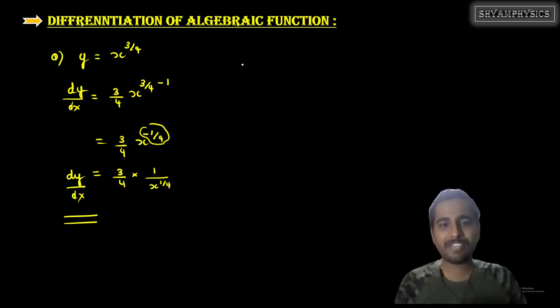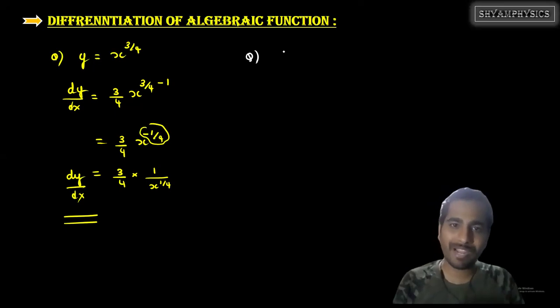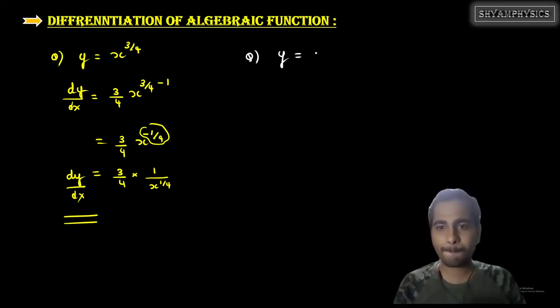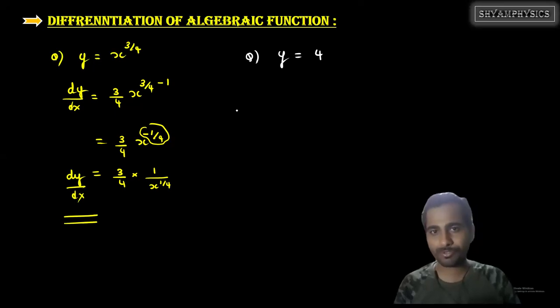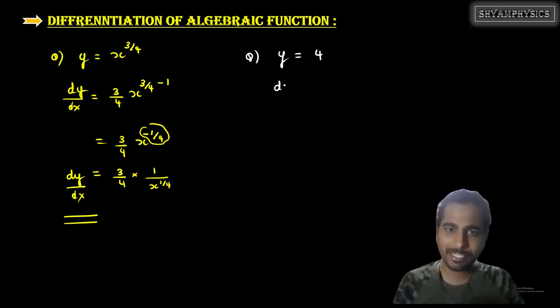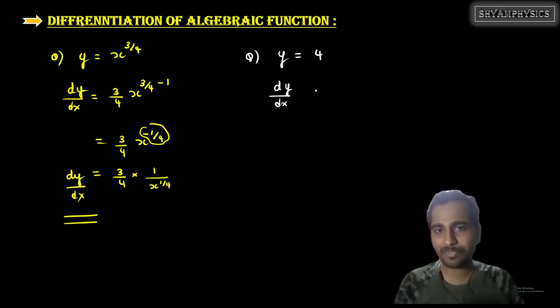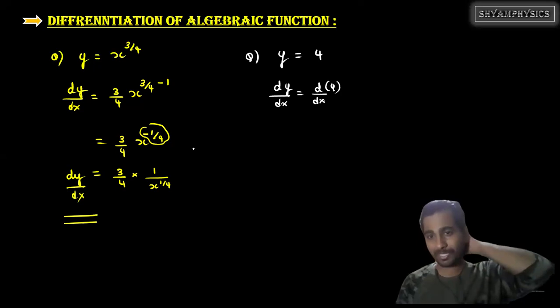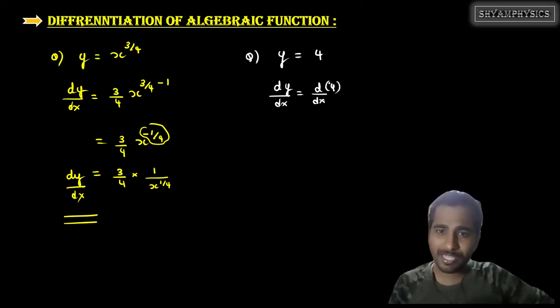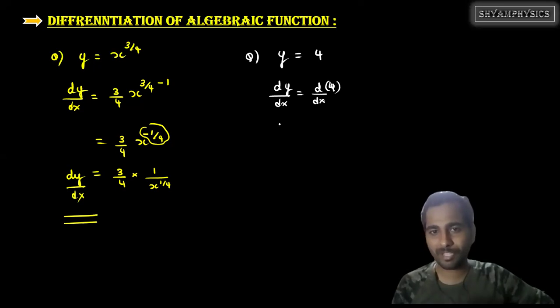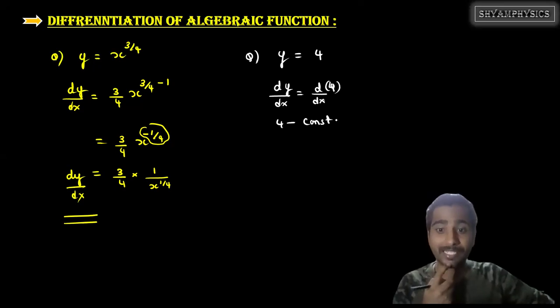Next question. If I take y is equals to 4, now we'll do one thing. dy by dx means we need to differentiate this 4 with respect to x. By the way, this 4 is actually a constant number. What is this? 4 is constant. Okay, a constant we can't differentiate.